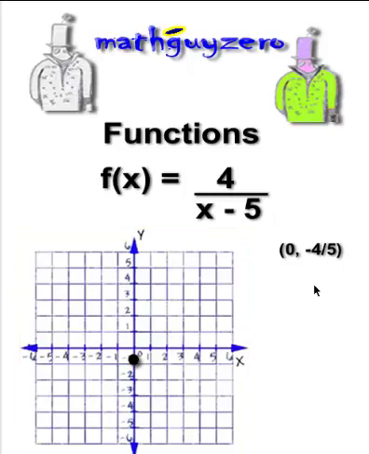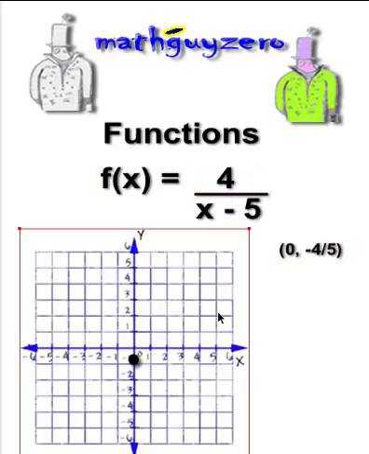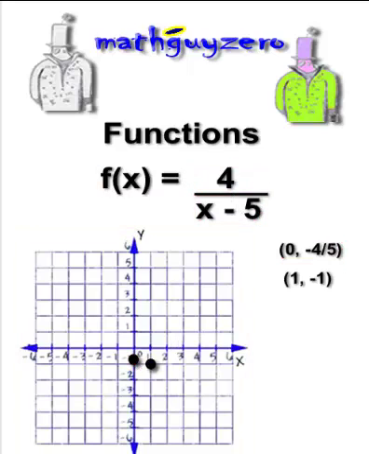Let's go ahead and plot a few numbers. Always pick 0, right? Plug in 0 for x. 0 minus 5 is negative 5, so 4 divided by negative 5 is negative 4/5. Boom, there's that point. Let's pick a couple more. When I plug in 1, I get negative 1. When I plug in 2, I get 2 minus 5 is negative 3. 4 divided by negative 3 is negative 4/3. Boom. So let's just plug in a couple more.